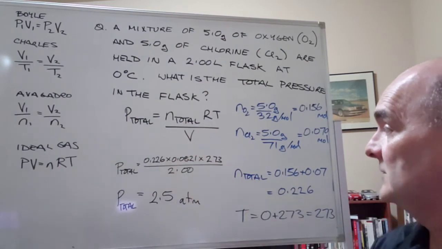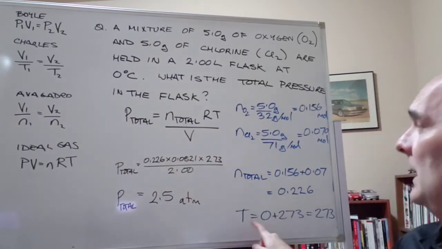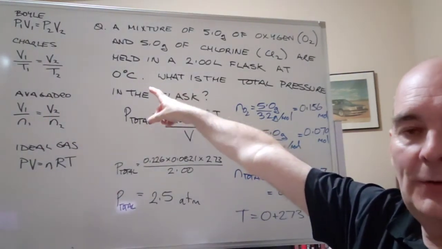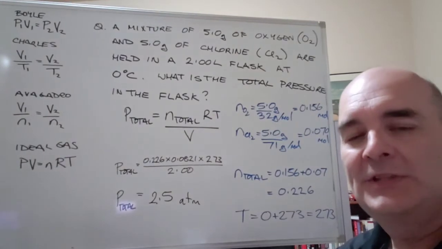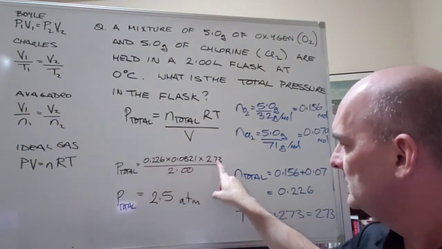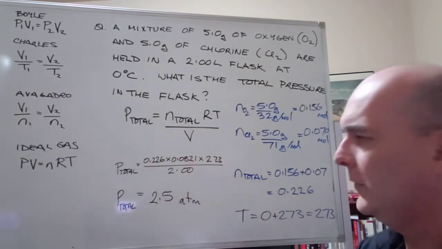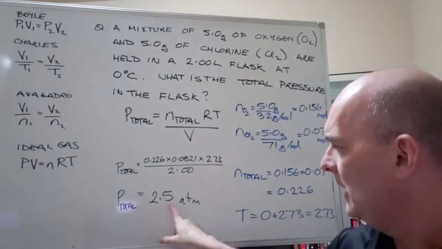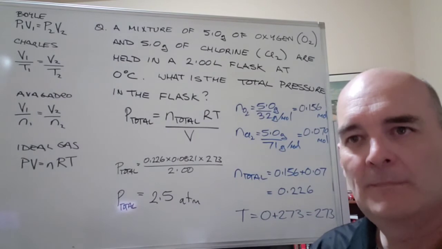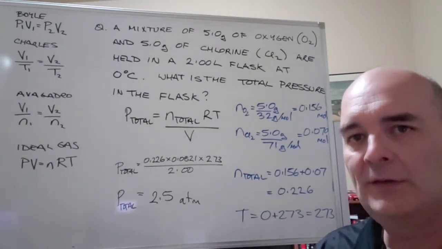R is the universal gas constant, 0.0821 litre atmospheres per mole per Kelvin. And the temperature again is given to us in Celsius at 0. I'm going to add 273 to that to make it a Kelvin. I'm going to put those numbers for N total, R, T, and volume in the calculation, and it's going to tell me that the total pressure for this gas is 2.5 atmospheres.